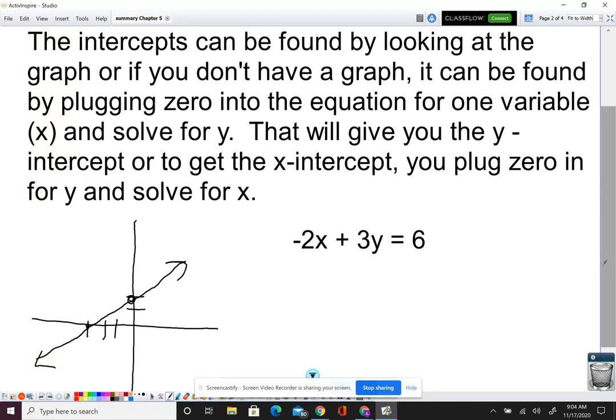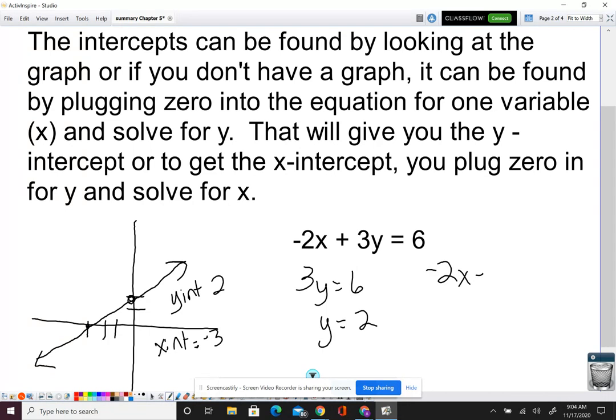So this one would say that we have a y-intercept of 2 and an x-intercept of -3. If I plug 0 in here for the x, I get 3y equals 6, divide by 3, y equals 2. If I plug 0 in for the y, I get -2x equals 6, x equals -3. So I looked at them off of a graph, and I proved it from the equation that those were the intercepts.